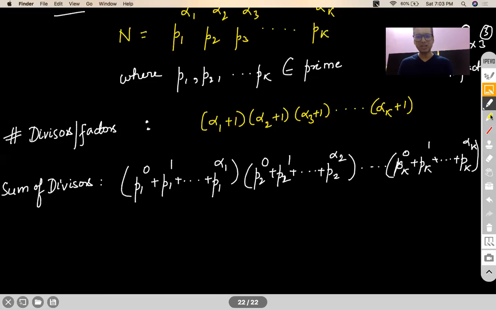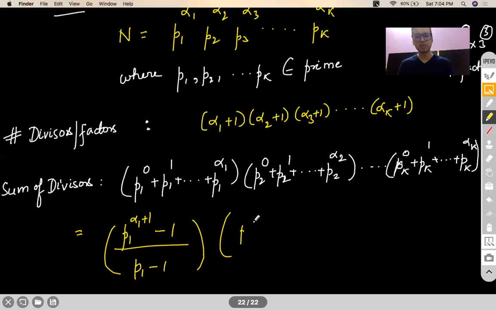Now don't be scared of these expressions. These are basically geometric progressions. Each one of them is a geometric series. And I'm sure you would have learned the geometric series formula in school also. So this is p1 to the power alpha 1 plus 1, minus 1, by p1 minus 1. The second term is p2 to the power alpha 2 plus 1, minus 1, by p2 minus 1.